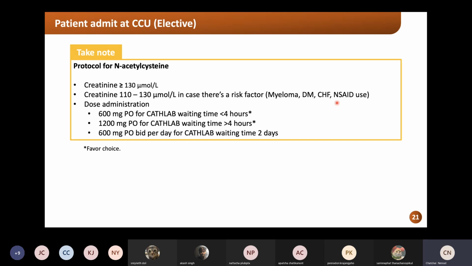And here are some notes about the protocol for giving the NSS or fluids to the patient to prevent contrast-induced nephropathy. So I think you can comprehend this by yourself.